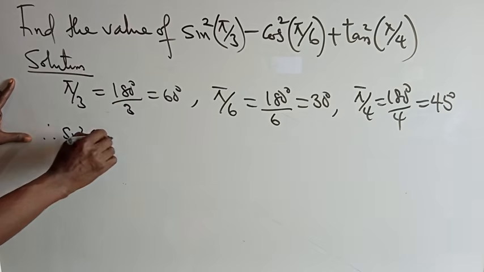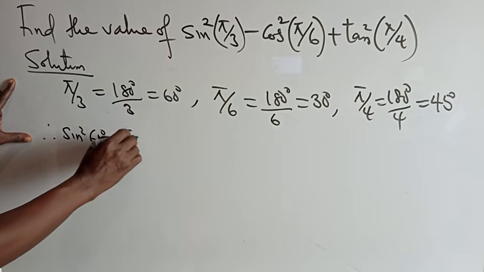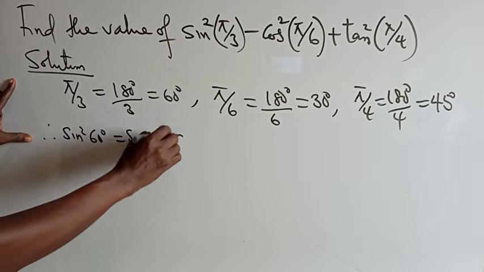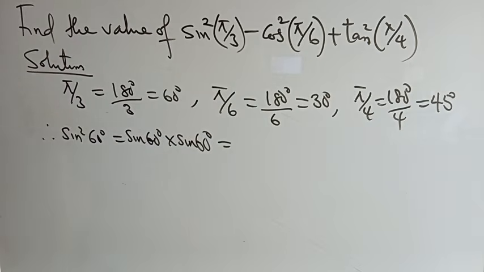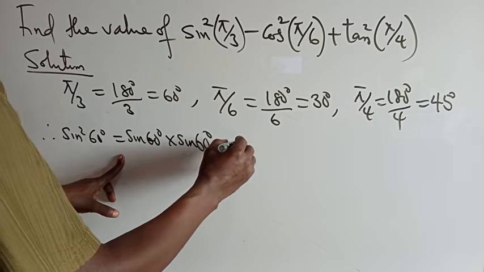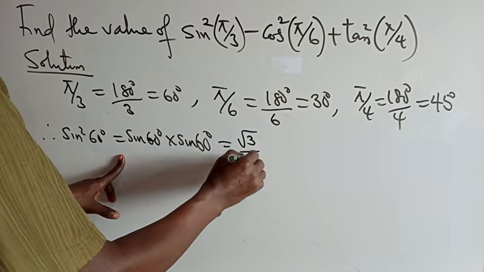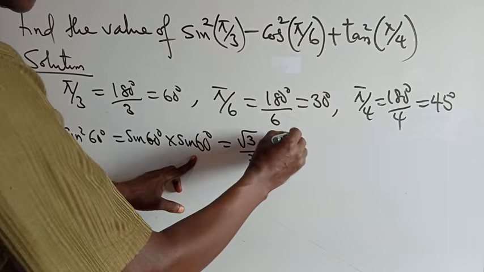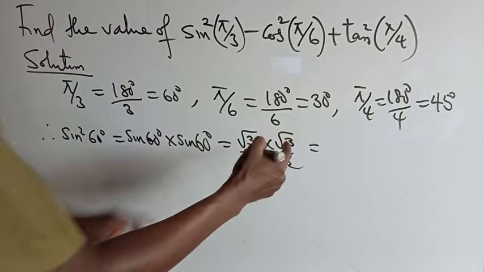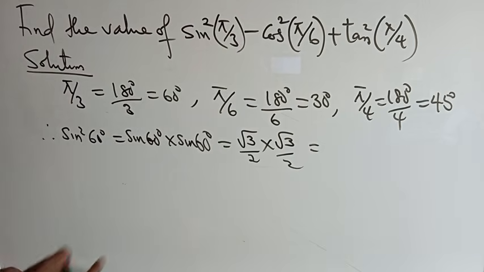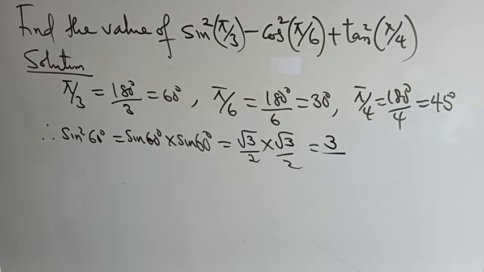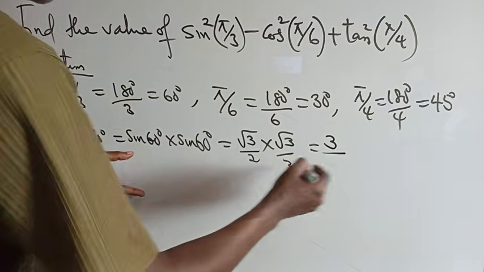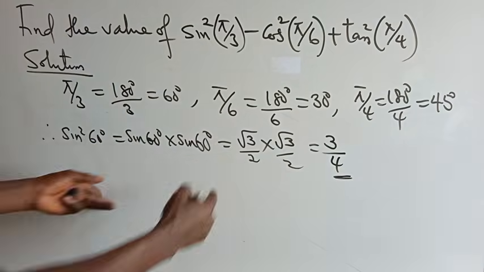So now, sine square pi over 3, where pi over 3 is 60 degrees, will be equal to sine 60 degrees times sine 60 degrees. And sine 60 degrees is a special angle. That is root 3 all over 2 times root 3 all over 2. Root 3 times root 3 is 3, because root 3 times root 3 is root 9, and the square root of 9 is 3. 2 times 2, we have 4.